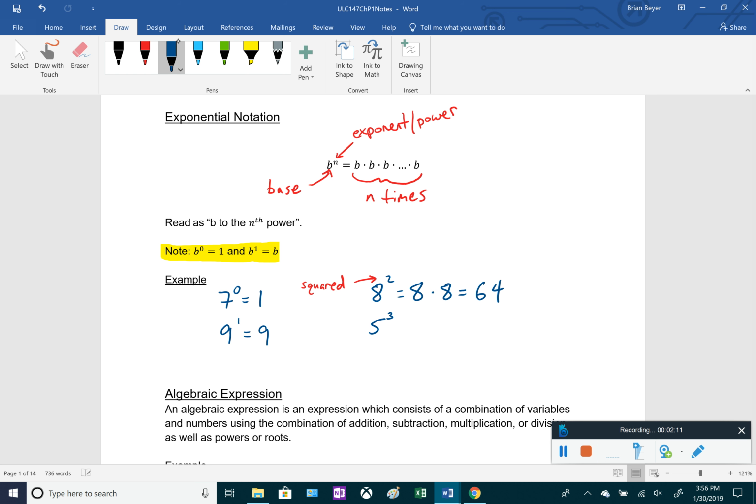And let's do 5 to the third power. So that would be 5 being multiplied 3 times. So 5 times 5 times 5 is 125. When we raise something to the third power, we can say cubed. So that would be 5 cubed. And maybe one more here, 2 to the fourth. 2 being multiplied 4 times, and we get 16. So squared and cubed are just our kind of shorthand ones because they tend to pop up the most for us.